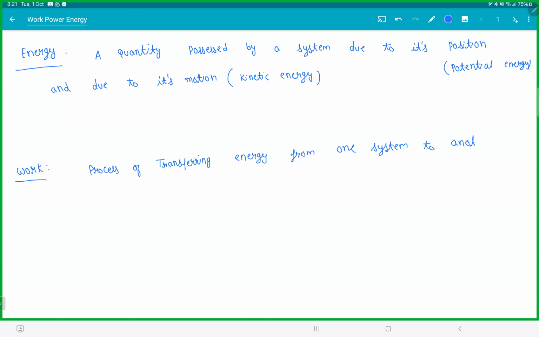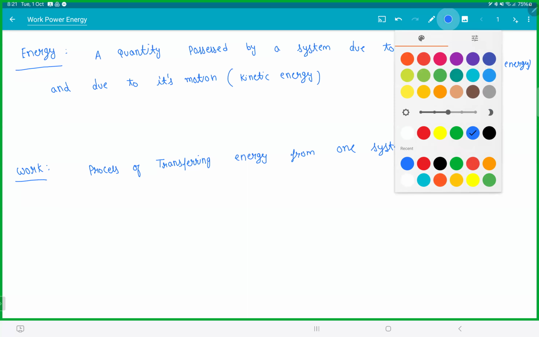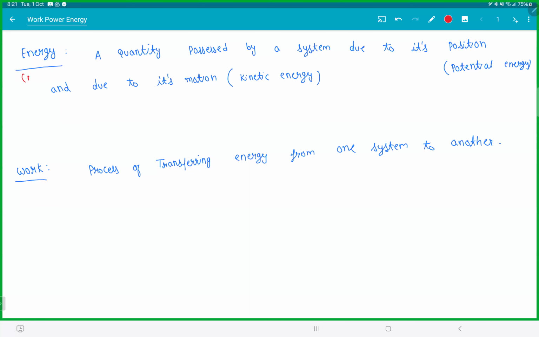So be careful, work and energy are not the same. If you ask in pure English, what is energy? Energy is a noun. What is work? It's a verb. Verb is an action. The act of transferring energy is called work. What is energy? It's a quantity possessed by a system due to its position and velocity or its motion.